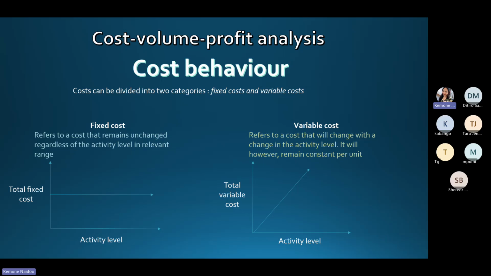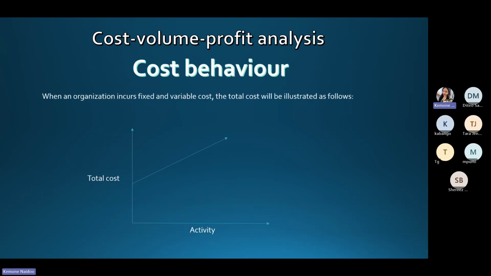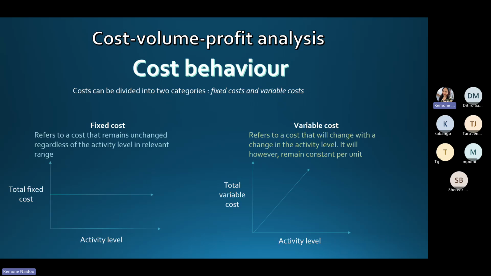So you have fixed and you have variable. Now, when an organization wants to calculate the total cost, okay, they look at fixed and they look at variable. This is what a total cost graph would look like. The line is also diagonal, but it will start from the mid, from your total cost line. So just remember what these graphs look like. They like to ask you the difference between fixed cost and variable cost. So try to just have a good understanding of what those definitions are.